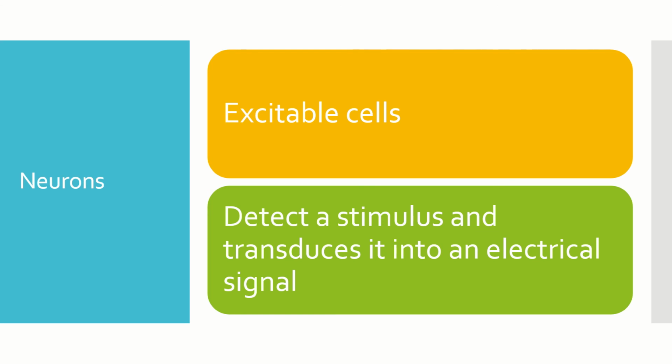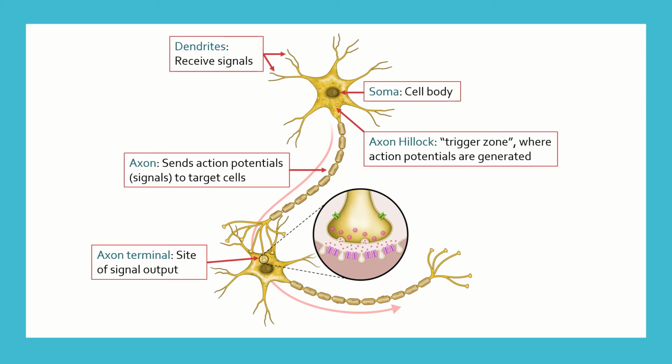Let's talk just a little bit about neurons. Neurons are excitable cells, just like our muscle cells are. And the job of a neuron is to detect a stimulus and then to transduce it, or to change it in form, to an electrical signal. So the stimulus could be light, it could be smell or sound, it could be touch, pressure, temperature, it could be any number of things. But a neuron's job is to take that stimulus and to change it, presto changeo, into an electrical signal that our brain can understand.